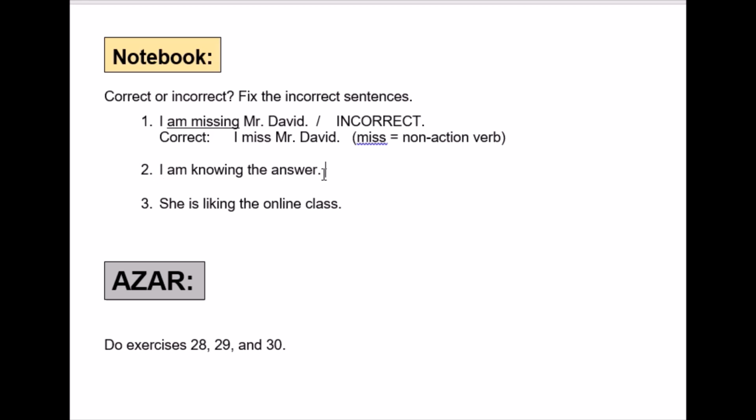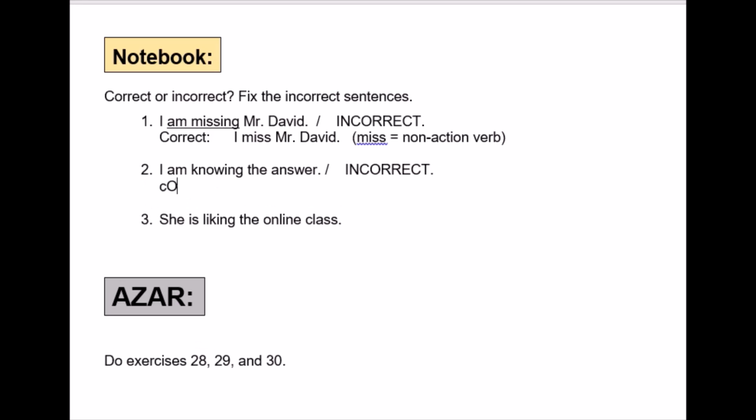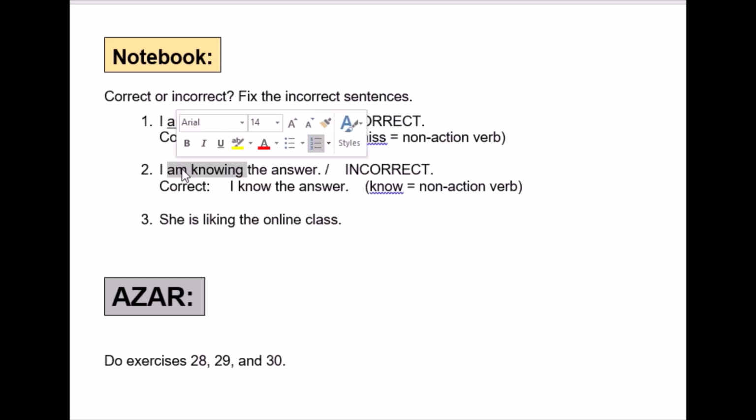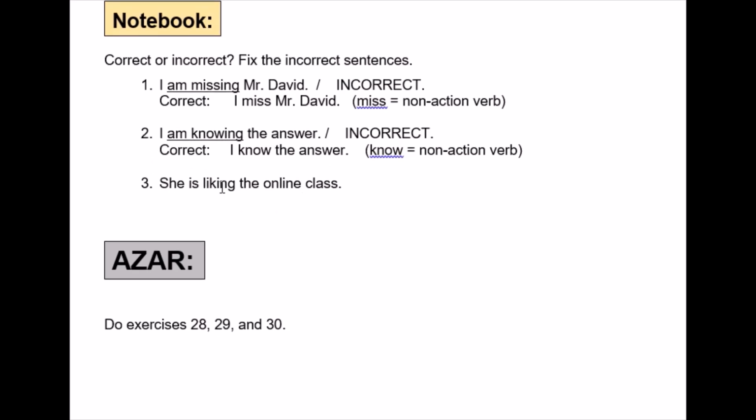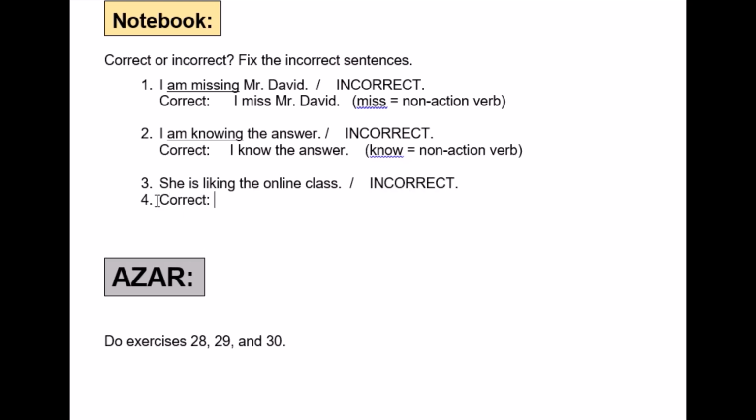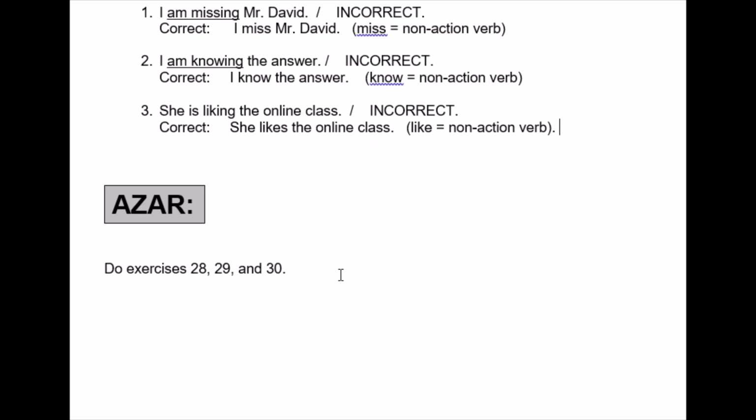How about this one? Number 2, I am knowing the answer. True or false? Wrong, incorrect. Okay, correct: I know the answer. Why? Know is a non-action verb, so I can't use ing. Okay. Number 3, she is liking the online class. Is that right or not? Wrong. Why? What's the correct way to say it? The correct way is she likes. And why is that right? Because like is a non-action verb, okay? All right, that's the idea. So in Azar, you can do practice exercises 28, 29, and 30.